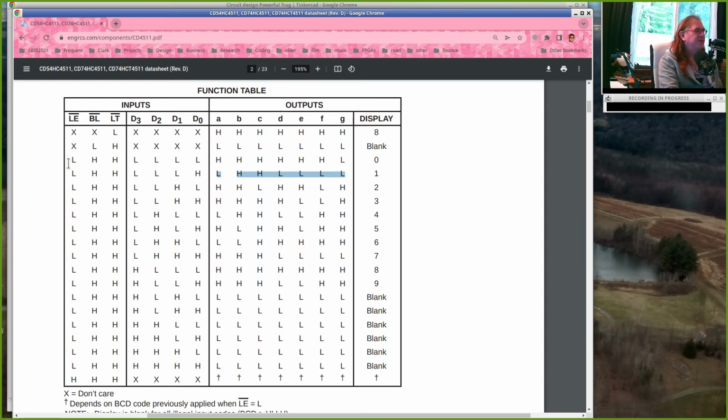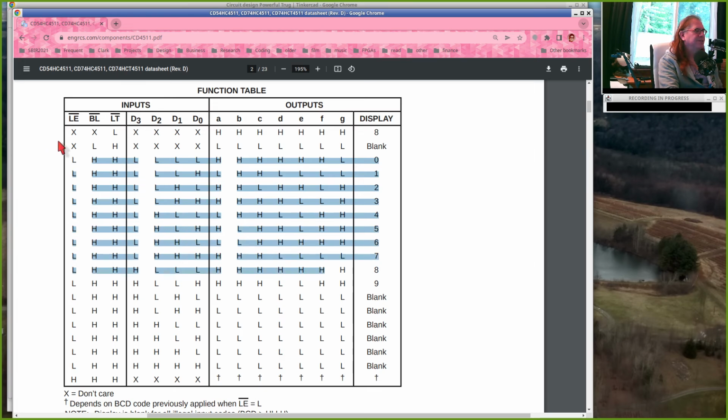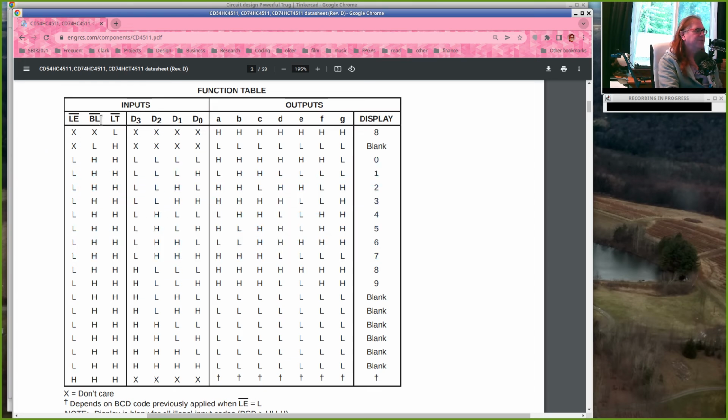And you've got 3 other inputs, and for all of these interesting combinations, this input has to be low, these 2 inputs have to be high. So low, high, high.